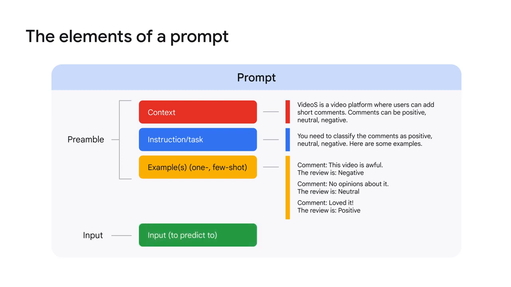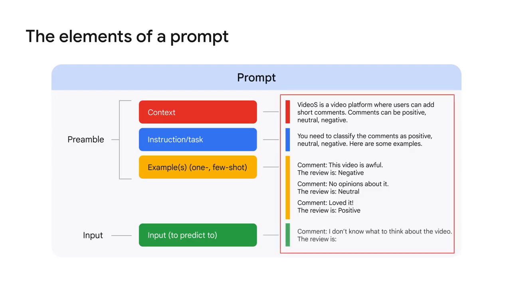The input is the central request you're making to the LLM. It is what the instruction or task will act upon. In our example, the input is, "Comment. I don't know what to think about this video." The review is... Based on the preamble, which includes context and some examples, Gemini reviews the input and suggests if the review is positive, neutral, or negative. It's worth noting that not all the components are required for a prompt, and the format can change depending on the task at hand.